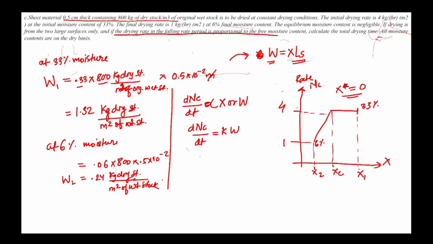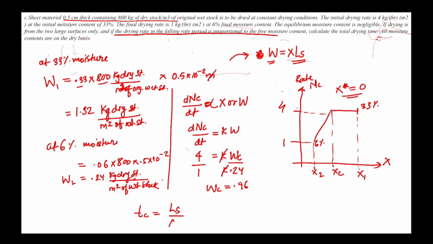So at rate equal to 4, I am not writing the unit here, K into W becomes WC. At rate 1, it becomes 0.24 and K will be there. So K and K will cancel out. So WC will be 0.96.